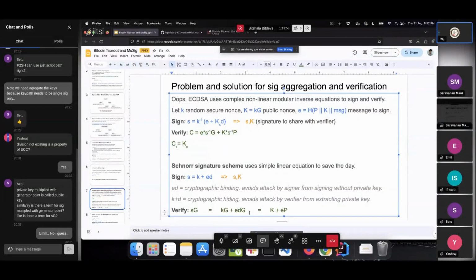So what the verifier does is, here's my signature. G is known by everybody. He calculates the left hand side, S times G, then he calculates the right hand side, K plus E times P. If these two things match, then he says, okay, that's a valid signature.